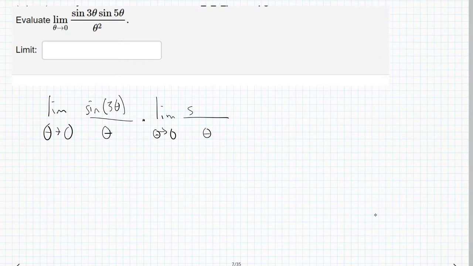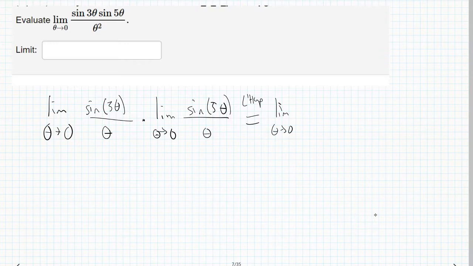So we have this limit as theta approaches 0 of sine of 3 theta over theta, and then the limit as theta approaches 0 of sine of 5 theta over theta. So now we can plug this in, and we get 0 over 0 in both cases, so we'll use L'Hopital's rule in each case. Okay, L'Hopital's rule for that L-hop there.